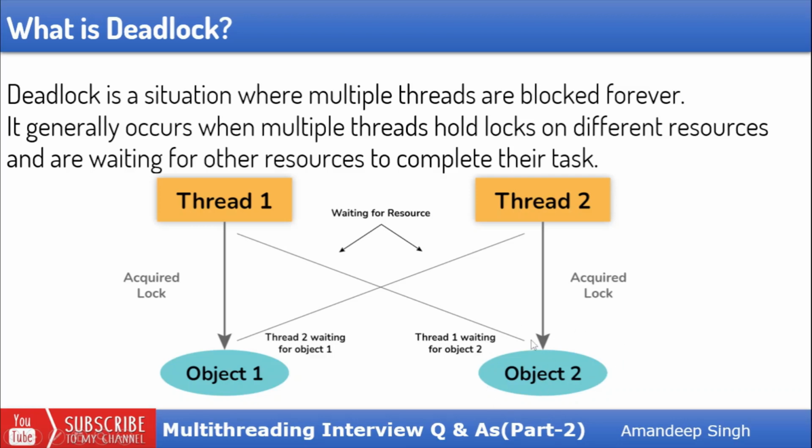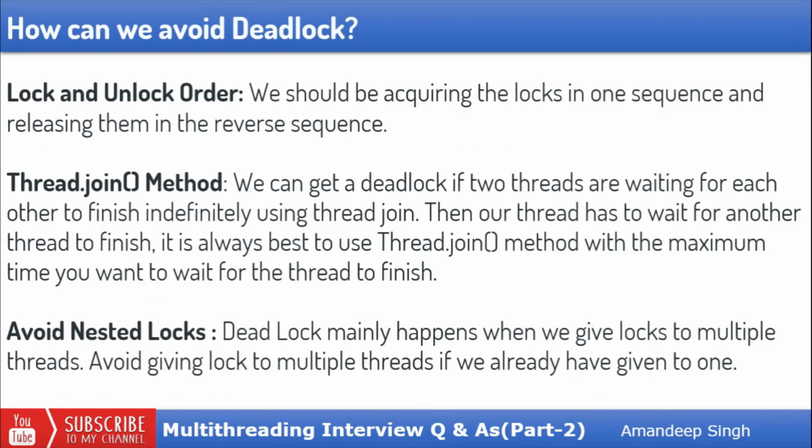At the same time, thread 2 is trying to get the lock on object 1, which is already locked by thread 1. So these two threads will go into deadlock because both of them are blocked and no one is releasing the lock on the already acquired objects. This situation is known as deadlock. Once you explain the deadlock, the follow-up question will be how deadlock can be avoided.